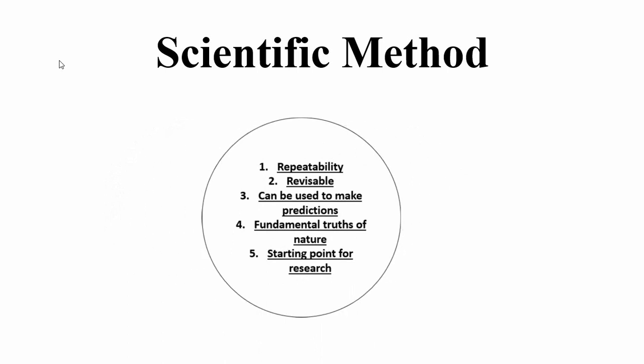Laws and theories are very respected in the scientific community. They both have repeatability. The relationships are tested over and over with the same results. Revisability: laws and theories can be modified or tweaked as new information comes in. Predictability: laws and theories have predictive power. Fundamental truths of nature: laws and theories are held as fundamental truths of nature until further studies prove them wrong. Starting points for research: laws and theories are often starting points for research. They can be thought of as fundamental points of science, like pillars holding up an enormous building.